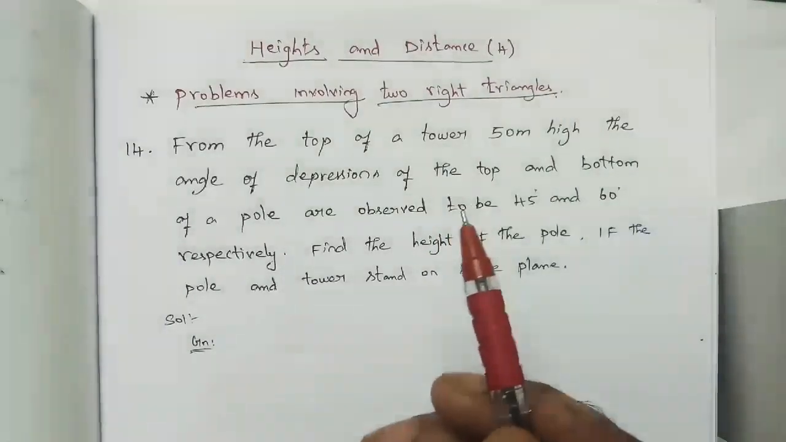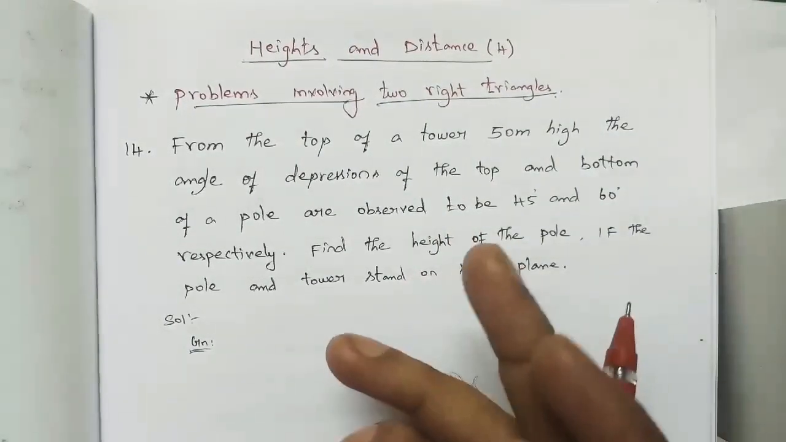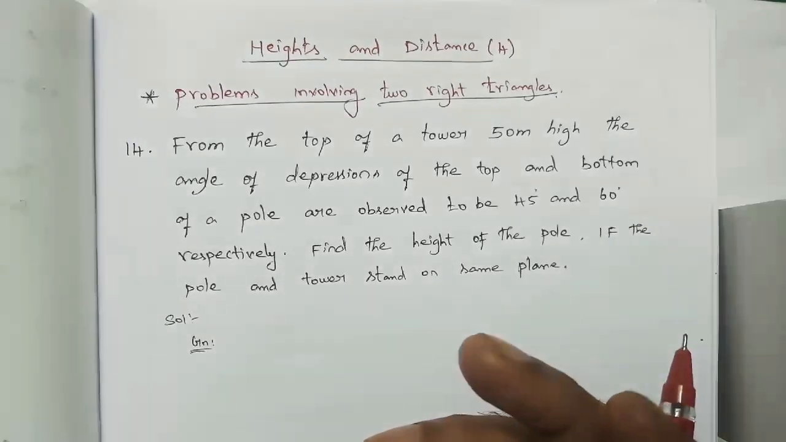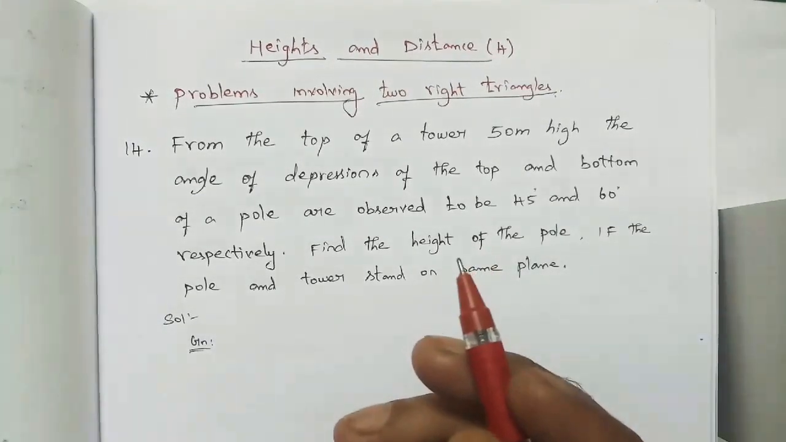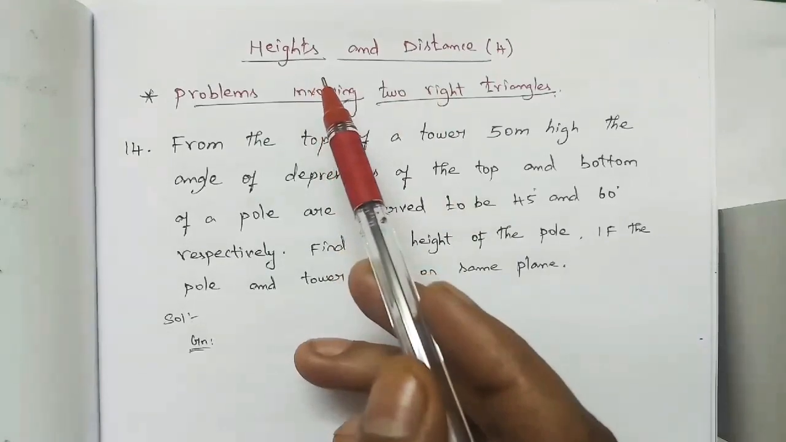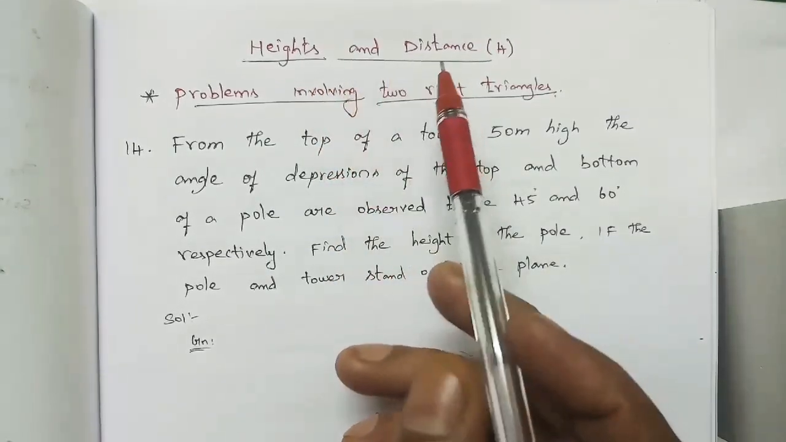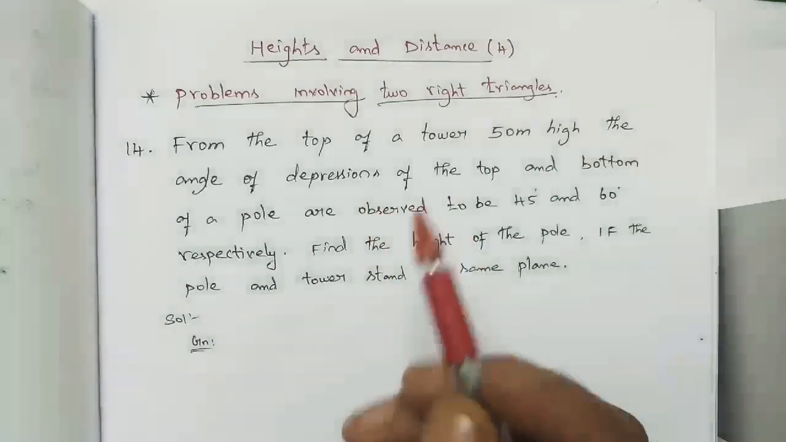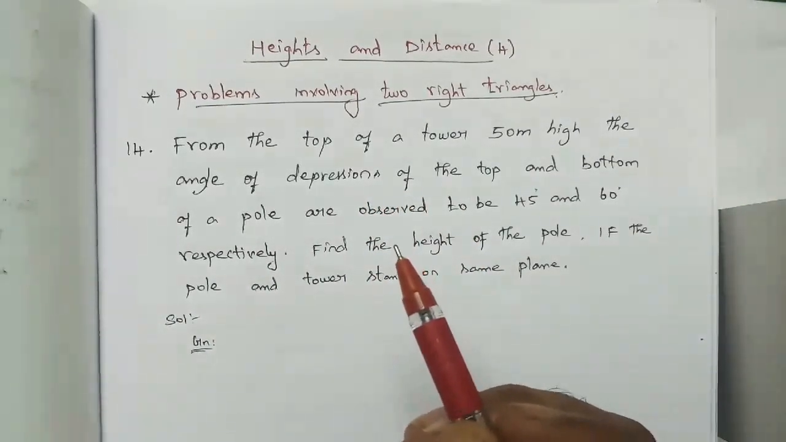If you have a single right angle triangle, we can directly use the trigonometry ratio. If we need to find the height, we can find the height, or if you want to find the distance, we can find the distance. Suppose we want to find the angle of elevation or angle of depression, we can find that too in a single right angle triangle.